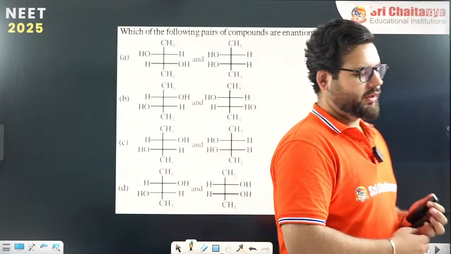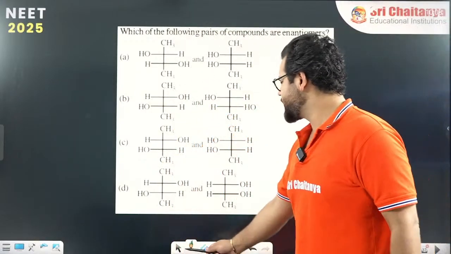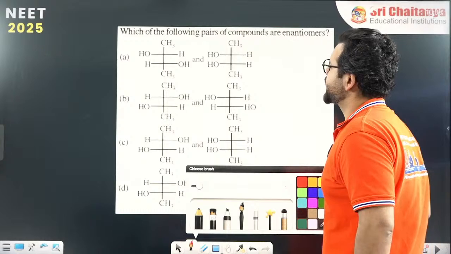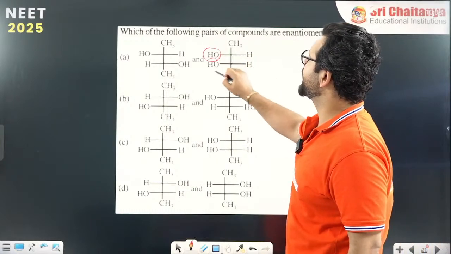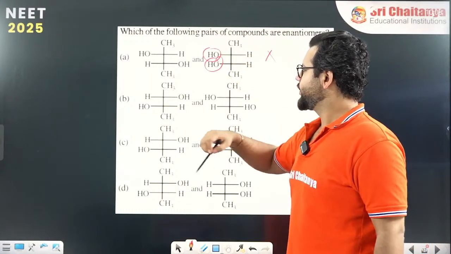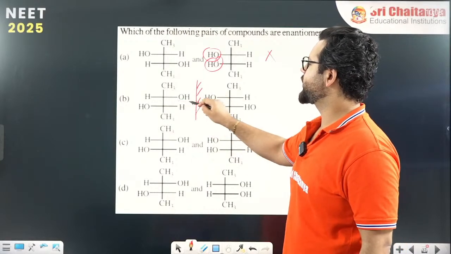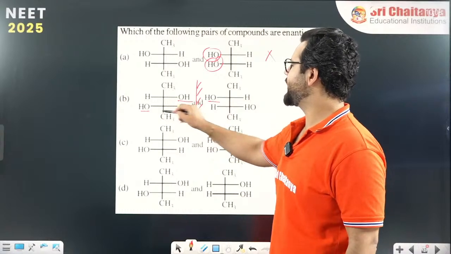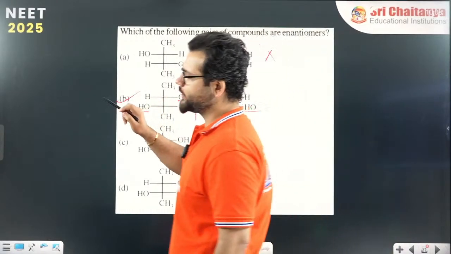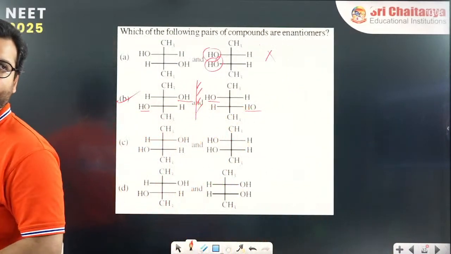Next one. Next one asks you the pair of enantiomers, which is nothing but mirror images. Can you check here? This is the meso compound. It can't have an enantiomer. Yes, these two are the mirror images. OH was on right hand side, came to left. OH on left went to right. Second option is an enantiomeric pair.